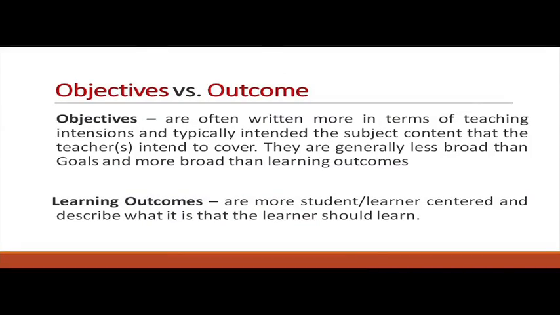They are generally less broad than goals. A goal is very broad; objectives are less broad than the goal, but more broad than the learning outcome. So: goal, objectives, learning outcome. Now, learning outcomes are student or learner centered and describe what it is that the learner should learn. So, there is a difference between the objectives and the outcomes.